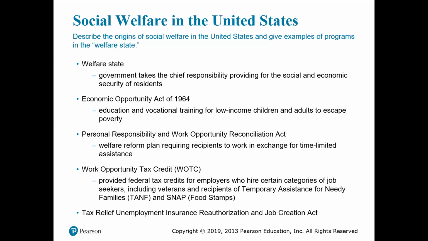The second wave of the welfare program began with the Economic Opportunity Act of 1964 and the War on Poverty programs that focused on education and vocational training for low-income children and adults to help them escape poverty. These programs included preschool education known as Head Start, compensatory education, and vocational training programs such as Job Corps, Neighborhood Youth Corps, and Manpower Development. These anti-poverty programs steadily reduced the percentage of people living in poverty.